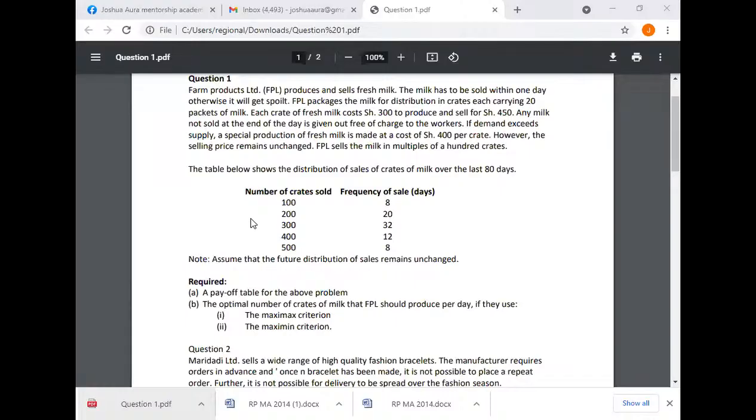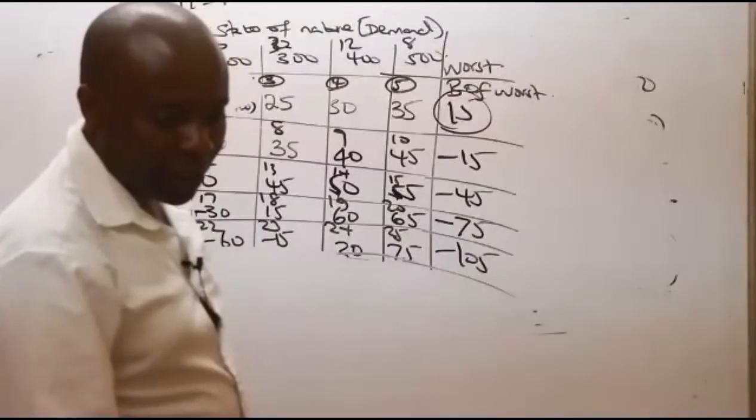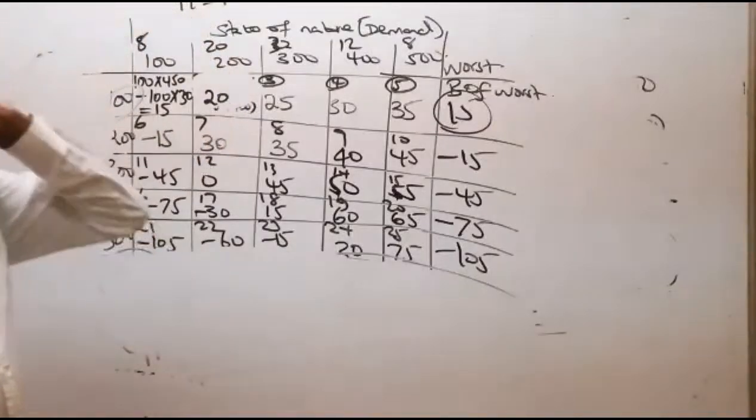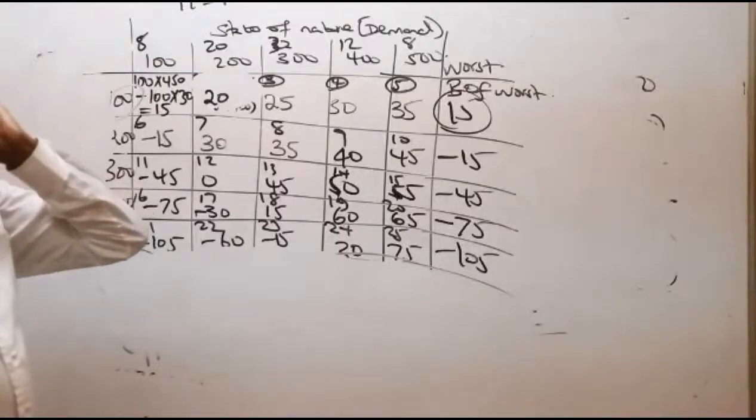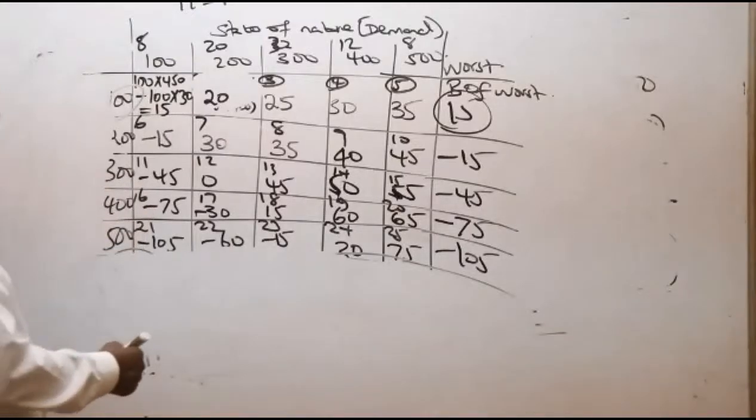Of course, to get these probabilities, I would have used the frequencies: 8, 20, 32, 12, and 8. So can somebody give me the total frequency? We normally use frequencies to get probabilities. Add the frequencies of sales, divide each frequency by 80. So they're telling me the total is 80.